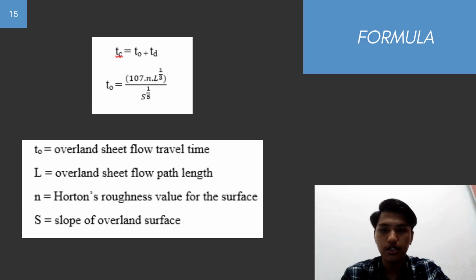Next are the formulas that we use in the rational method. The formulas shown are to obtain the TC and the TO, where TO is the overland sheet flow travel time, L is the overland sheet flow path length, N is the Horton's roughness value for the surface, and S is the slope of the overland surface.